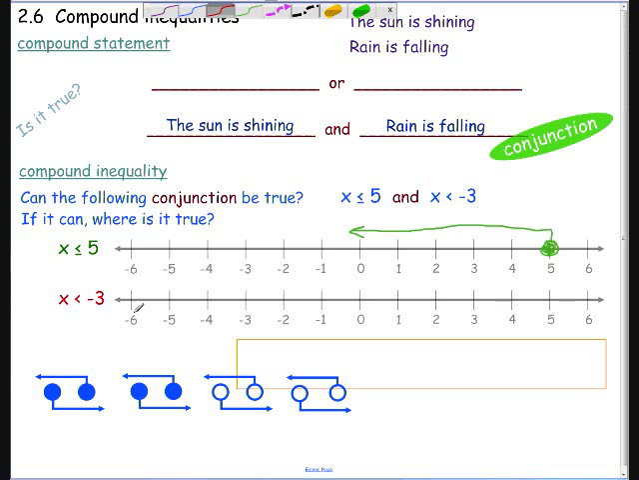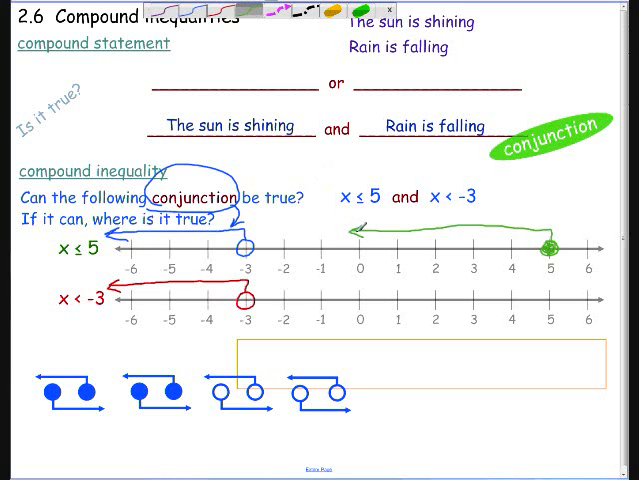This one, x less than -3. So -3 is my boundary. It does not include -3, so I'm going to leave that circle open. And here is where this one is true. So, can this be true? And if it is, where is it true? Well, first place it's true is just beyond -3. So this is where the conjunction is true, right here.